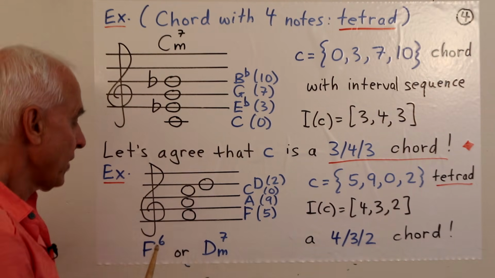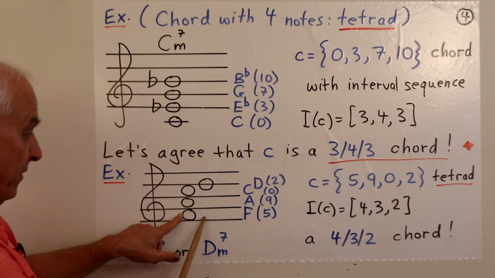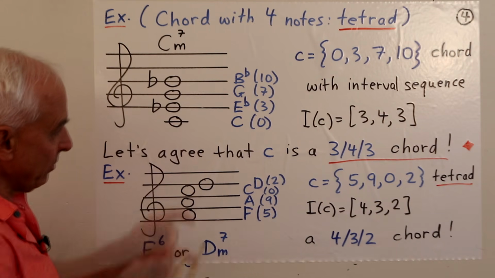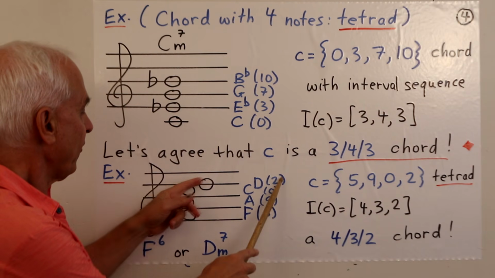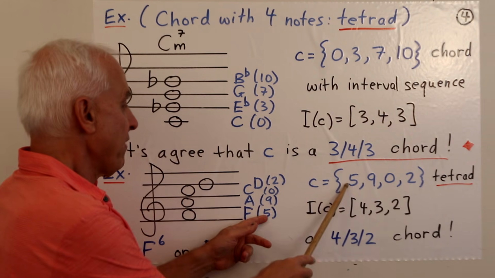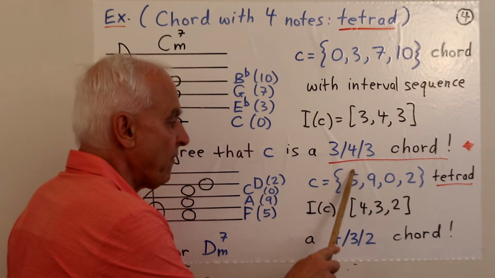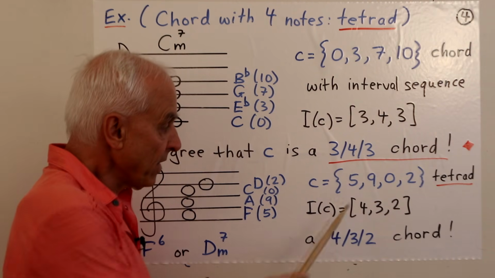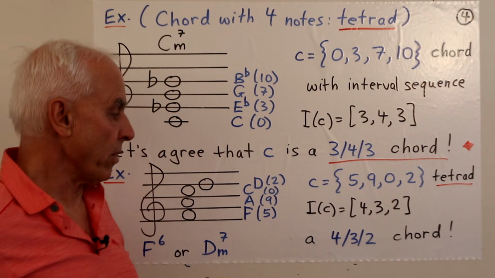So here we have a chord with some notes in between the lines. This one's F, that's A, that's C, and that's D. In our system, again, starting with the base 0, this is note 5, this is note 9, this is note 0, this is note 2. So the chord could be described by this sequence 5, 9, 0, 2, and it's a tetrad. Its interval sequence is 4, and then from 9 to 0, it's the same as from 9 to 12, that's step 3, and then from 0 to 2, that's a step 2. So this is a 4/3/2 chord.